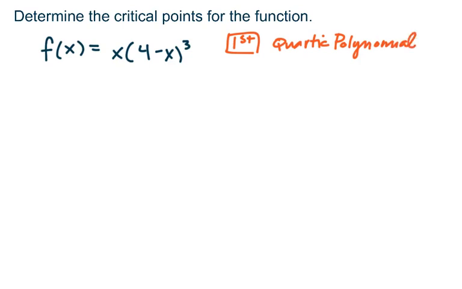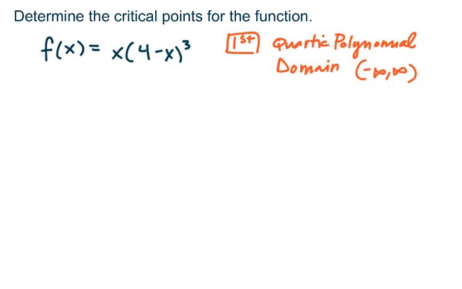And polynomials have a domain of all real numbers. So we know there are no undefined values here. Okay, so there are no critical values coming from the endpoints of the domain. So our second piece will be to find the derivative.